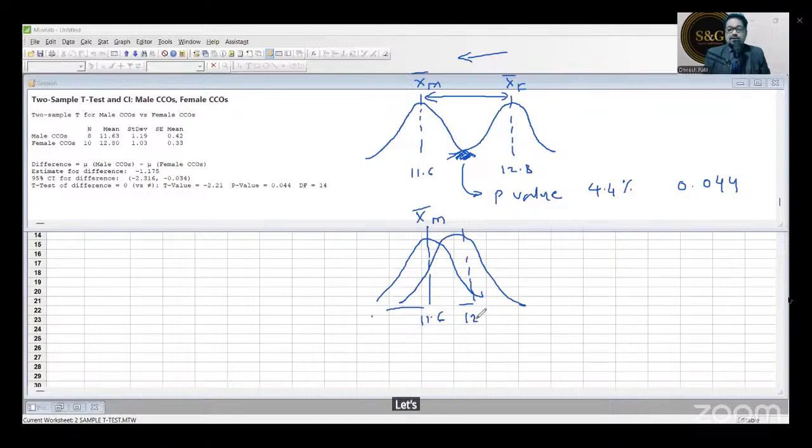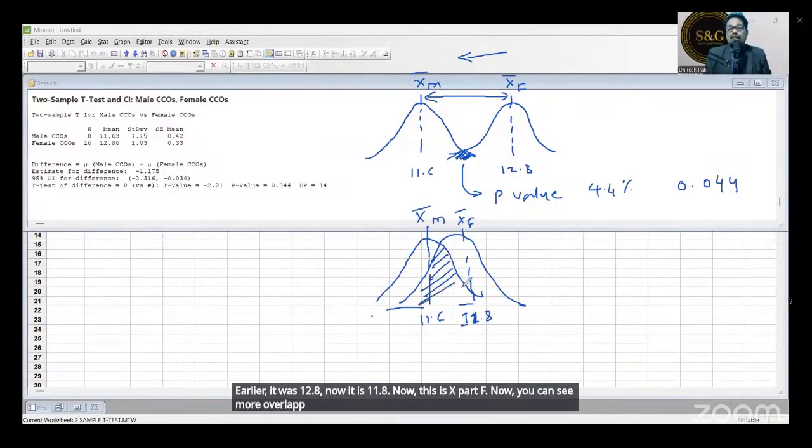Let's imagine this is, let's say, 11.8. Earlier it was 12.8. Now it is 11.8. Now this is X bar F. Now you can see more overlapping area between these two distributions, correct?